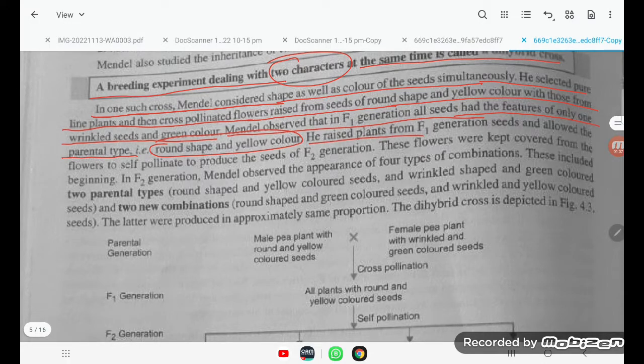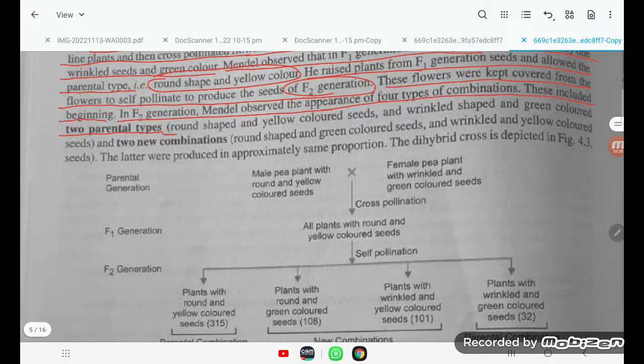He raised plants from F1 generation seeds and allowed the flowers to self-pollinate to produce seeds in the F2 generation. These flowers were kept covered from the beginning. In the F2 generation, Mendel observed four types of combinations. These included two parental types, round shaped and yellow colored seeds, and wrinkled shaped and green colored seeds, and two new combinations, round shaped and green colored seeds and wrinkled shaped yellow colored seeds. The latter were produced in approximately the same proportion.